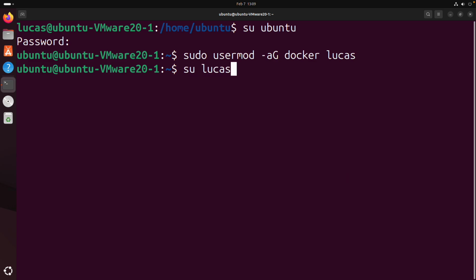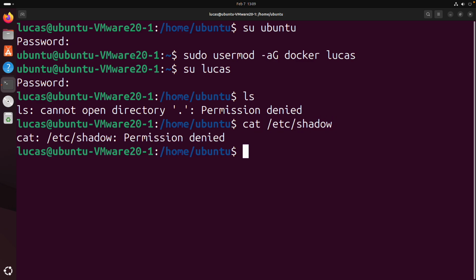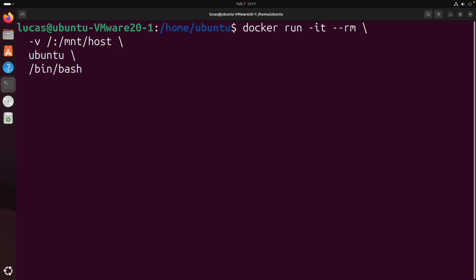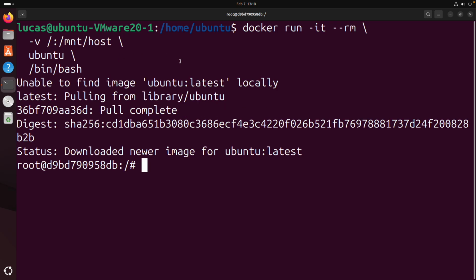Switching back to Lucas, as you remember, a low privilege user cannot do anything. One thing that this low privilege user can do is spin up a Docker container of an Ubuntu image, mount the host's root directory into the /mount/host directory inside the container, and get a root shell inside of it. Now, from a low privilege user, I become root inside a container.